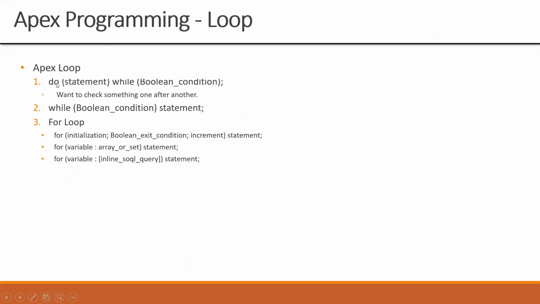There are 3 types of loop: do loop, while loop, and for loop. In do, it executes at least one time, and then next time it will check the condition. While loop, first it checks the condition and then executes. For loop, like I told you, we will take a variable of the type from the entire list or set, array, and then we'll execute. Everything I'll tell you in detail tomorrow.